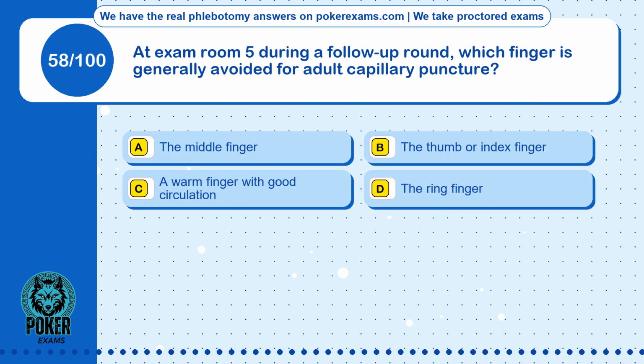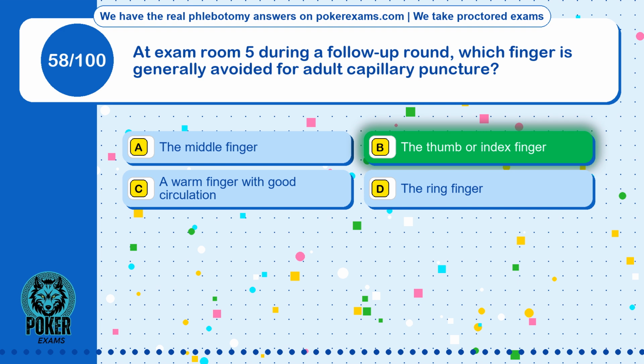Question 58. At exam room 5 during a follow-up round, which finger is generally avoided for adult capillary puncture? Option A. The middle finger. Option B. The thumb or index finger. Option C. A warm finger with good circulation. Option D. The ring finger.